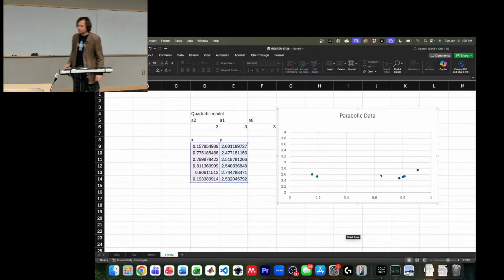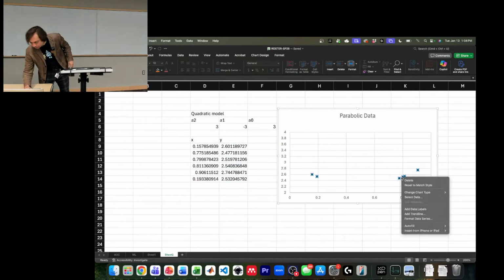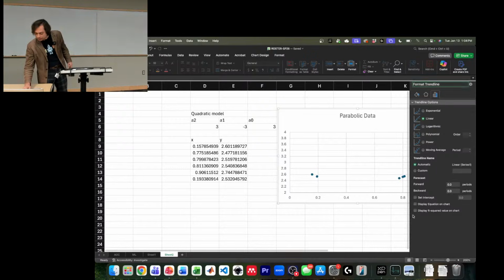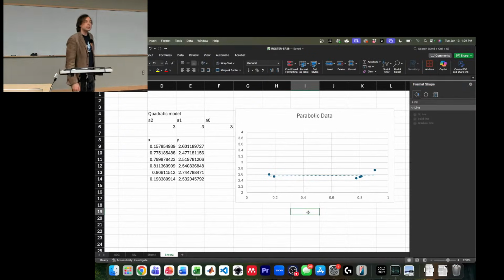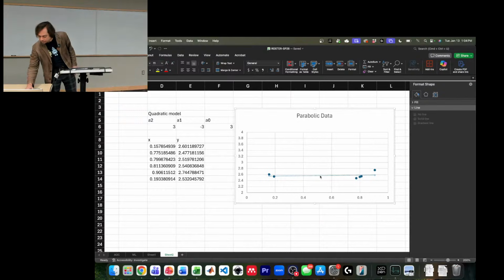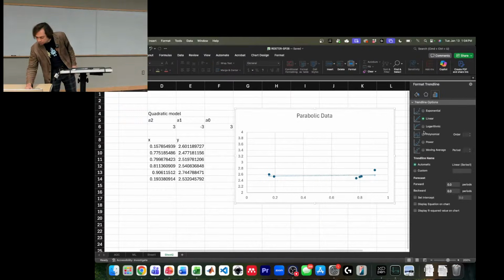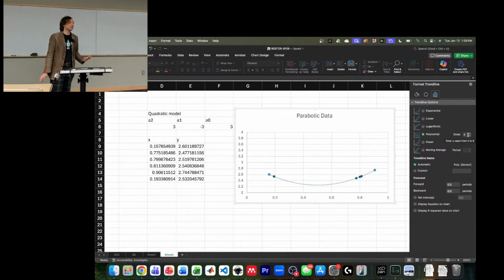So the question is, how do we fit this data? Now, we know it's parabolic because we made the data, but maybe this data comes from actual measurements. So we'll start with the simplest of models, a linear regression. Let's add a trend line here. It's a nice linear trend line. Maybe it's a good fit, maybe it's a bad fit. Let's go to a polynomial trend line. Parabolic. Oh, it's perfect, unsurprisingly. That generalization is pretty darn good, but we don't know that yet.